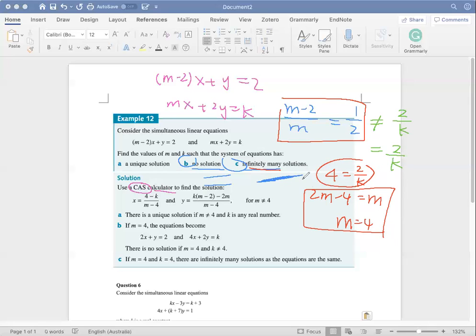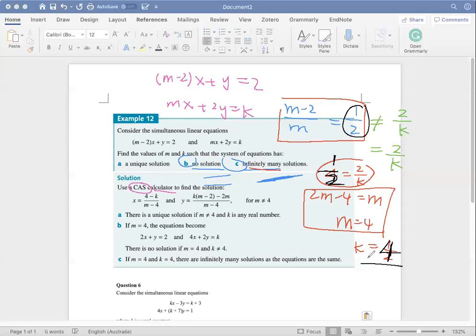So my k will be... just 2m minus 4 equals m, so my m will be 4. But okay, I'm sorry, I made a mistake over here. m equals 4, but the ratio is a half over here, so my k is going to be 4 in this case. So for infinitely many solutions, my m is 4 and my k is 4 as well.